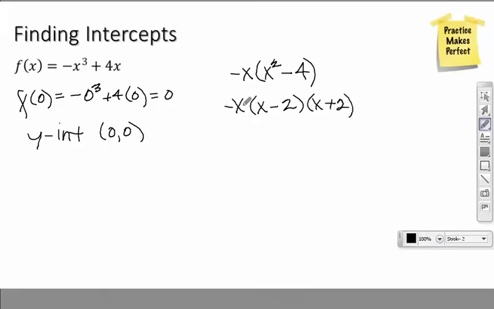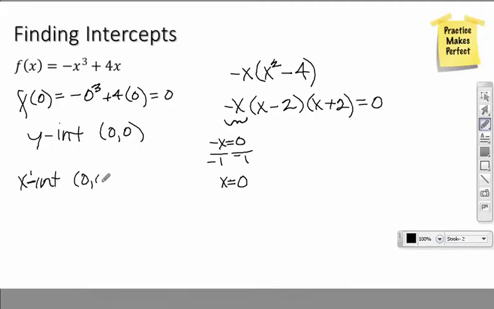Okay, and now to find the x-intercepts, we're going to solve all of that for 0. So first, I have the negative x equals 0. You're just going to divide both sides by -1, or multiply the whole thing by -1. Either way works. So that leaves me with x equals 0. So there's one of my x-intercepts. I'm going to write those down over here.